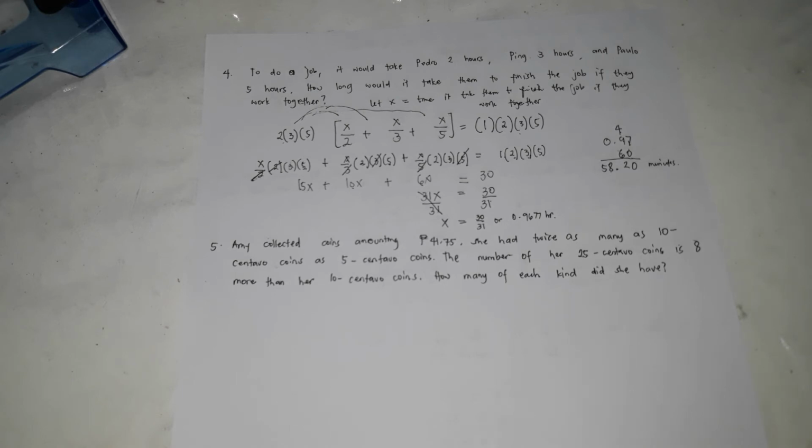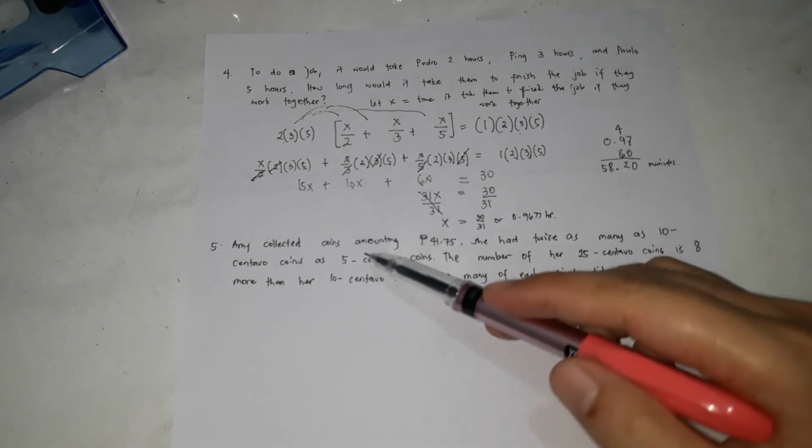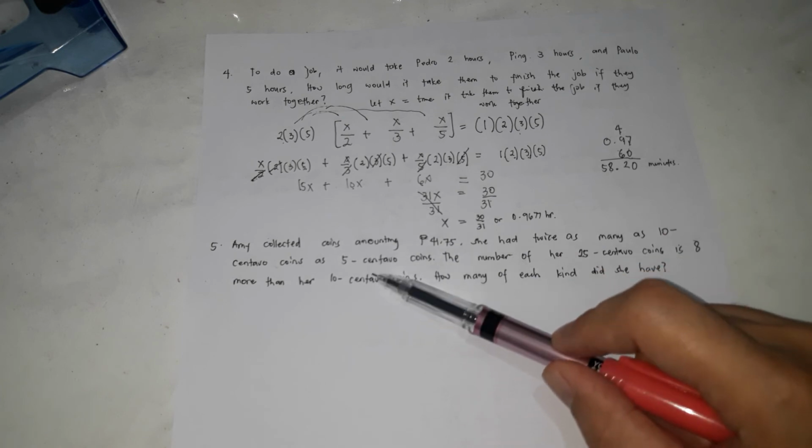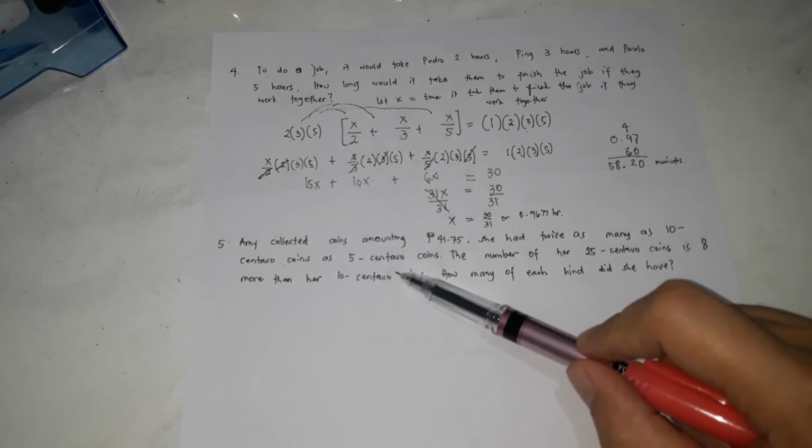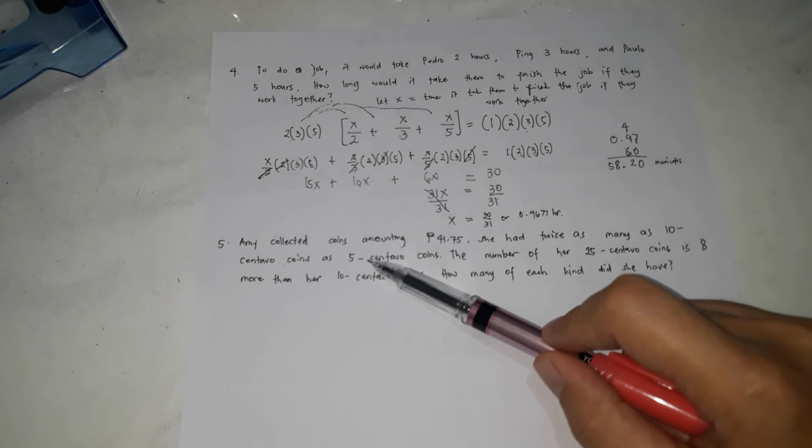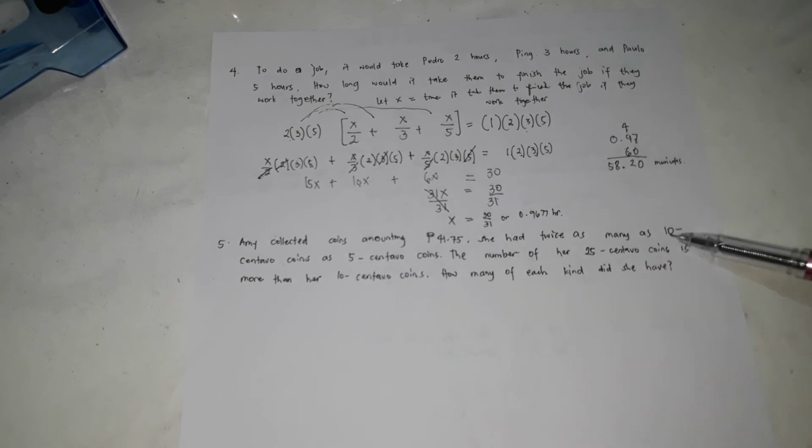So what we're going to do here is to understand first the problem. So si Amy, may pera siya. Ang pera niya is yung 25 centavo lang, 10 centavo at saka 5 centavo. Yung bilangin niya yun lahat-lahat, ang total is 41.75. Nung bilangin niya ang 10 centavo, mas marami ito twice kaysa 5 centavo. So kung 10 lang ang 5 cents, 20 ang 10 cents.